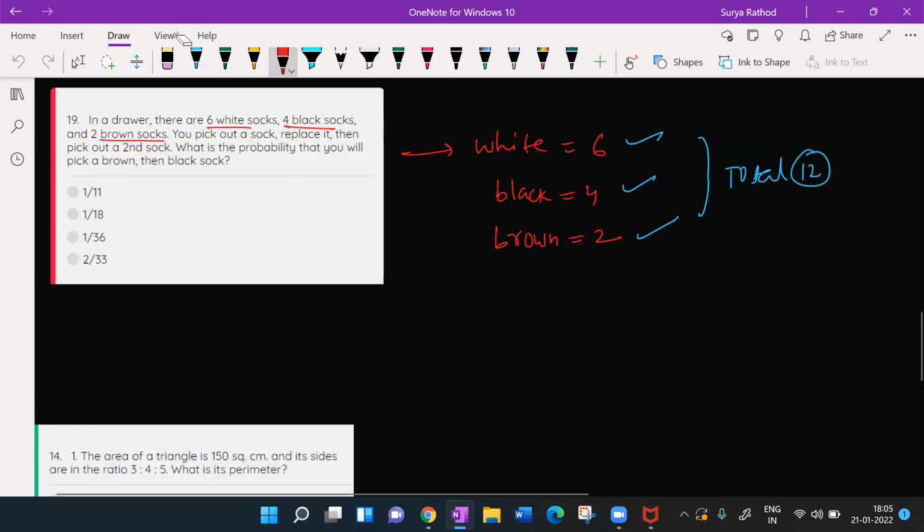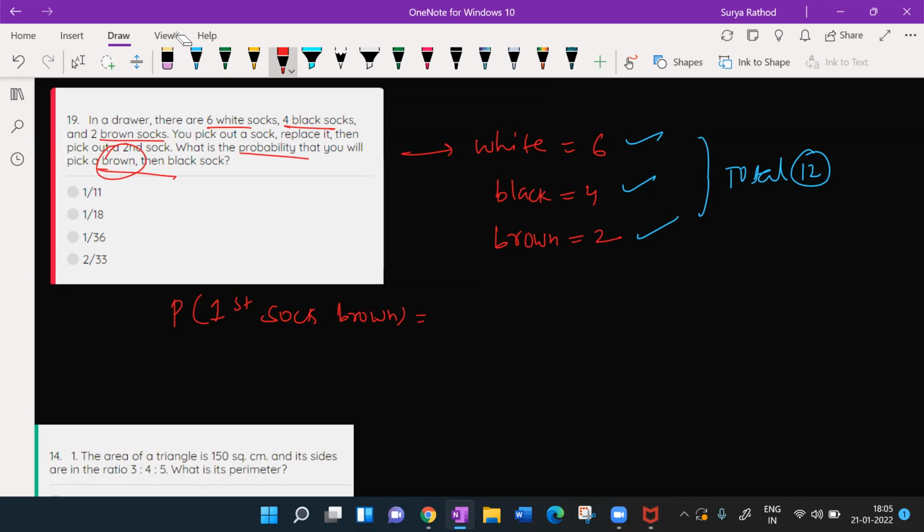Yes, what is given? What is the probability that you will pick a brown and a black sock? See, first sock. What is the probability of getting the first sock brown? Tell me.